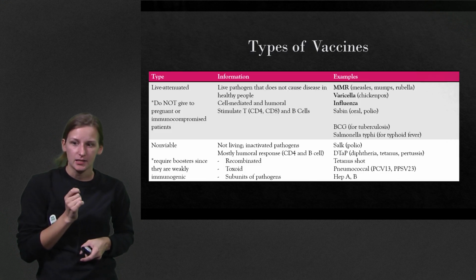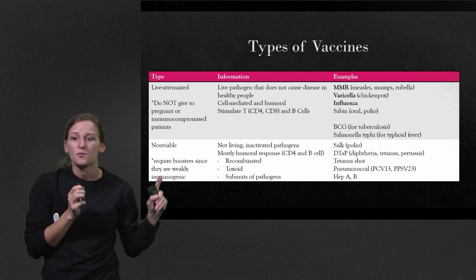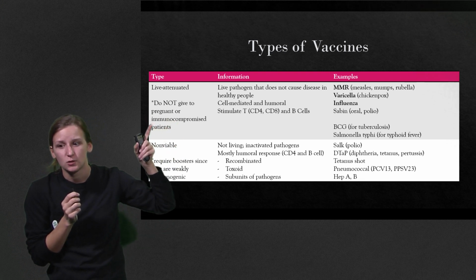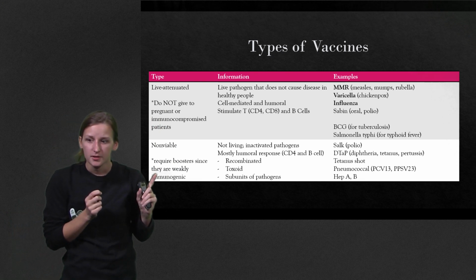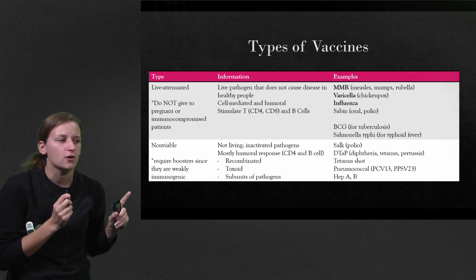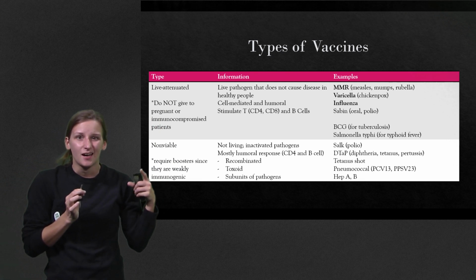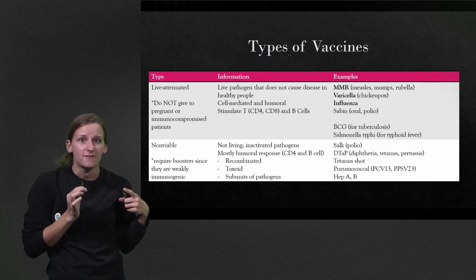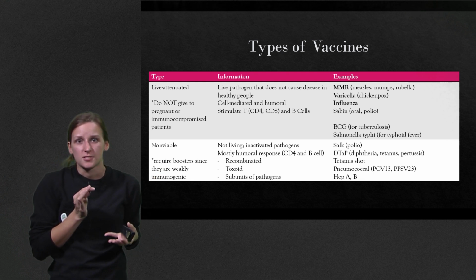Here are the types of vaccines. I organized it by live attenuated versus non-viable. And then once again, please don't give live attenuated to pregnant or immunocompromised patients. Non-viable, these mean it's either part of a microbe or it's a microbe that's been inactivated with formalin, so that it's not going to cause disease at all. If anything, it's just laying there for your body to pick up and develop an immune system against.